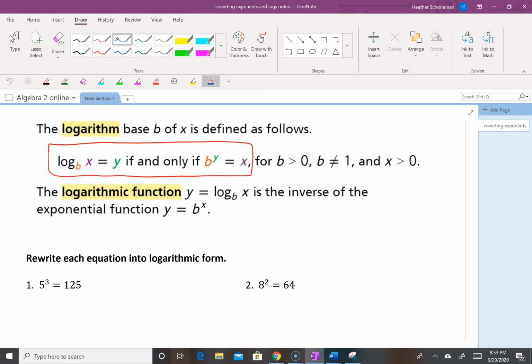It's the exact same thing. I mean, it's not as convenient, but it's the exact same thing. We're just writing it in a different way. So this first one, to rewrite this, would be log.